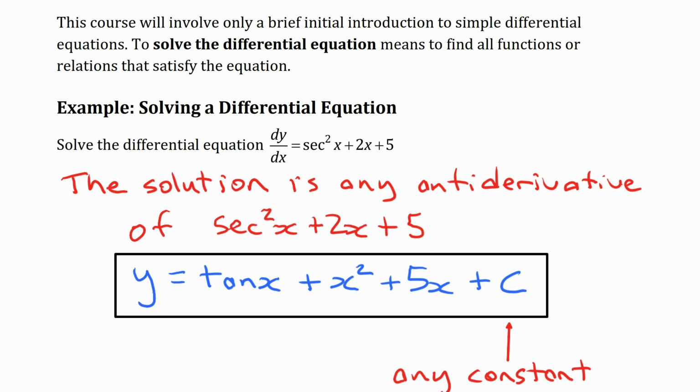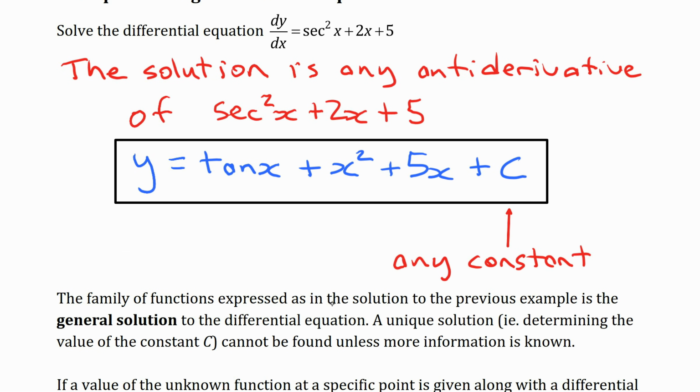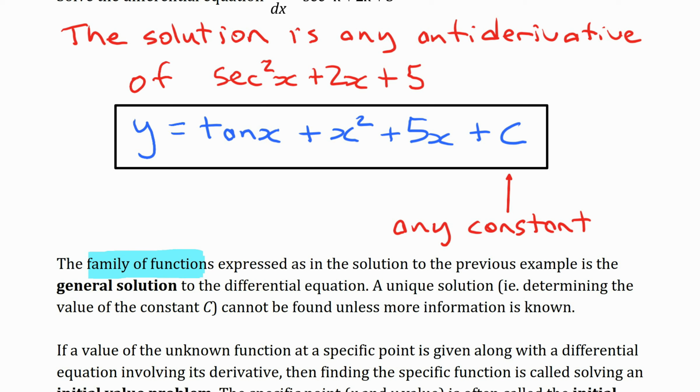You can just check your answer by finding the derivative of this. If you found the derivative, this would disappear. So when you're going backwards here, that has to appear. There could be any constant there. You can call this a family of functions, right?